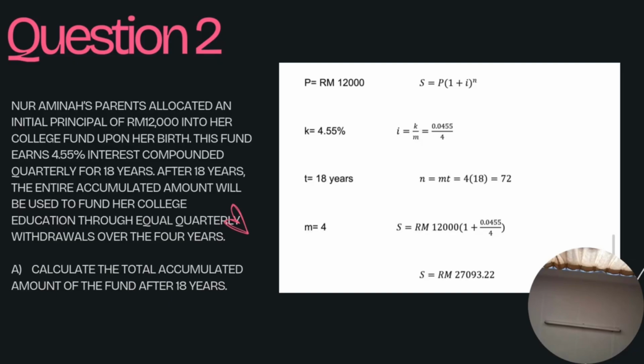The formula for this is S equals P open bracket 1 plus i close bracket to the power n. So P equals 12,000, the rate is 4.55%, time is 18 years and the compounding frequency is 4. So S equals 12,000 open bracket 1 plus 0.0455 over 4 close bracket to the power 72. The final answer for S is 27,093.22 ringgit.